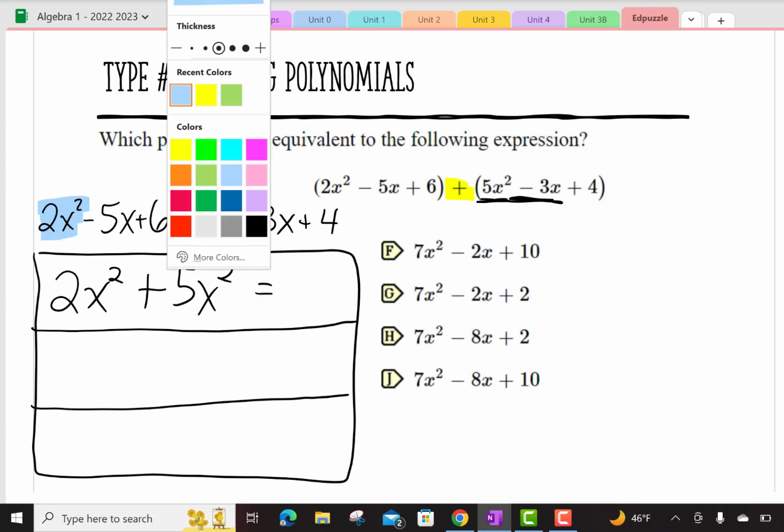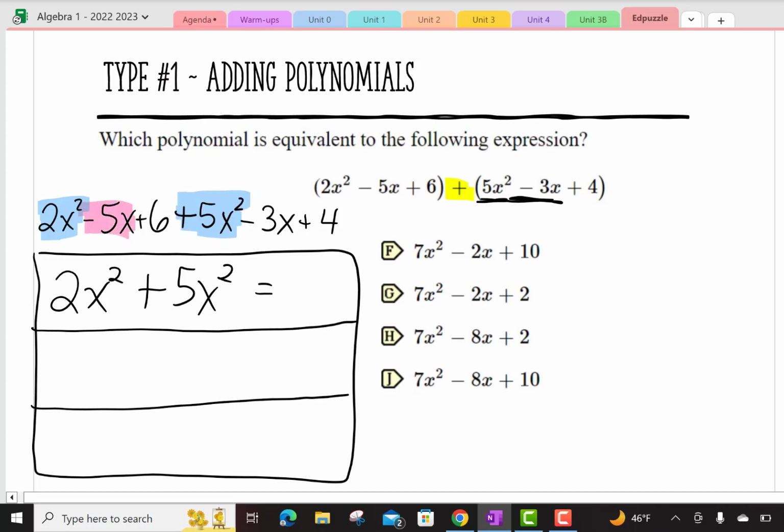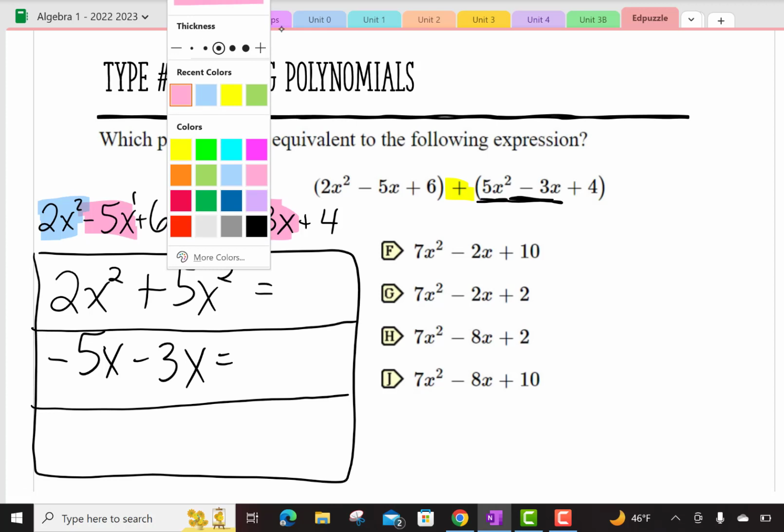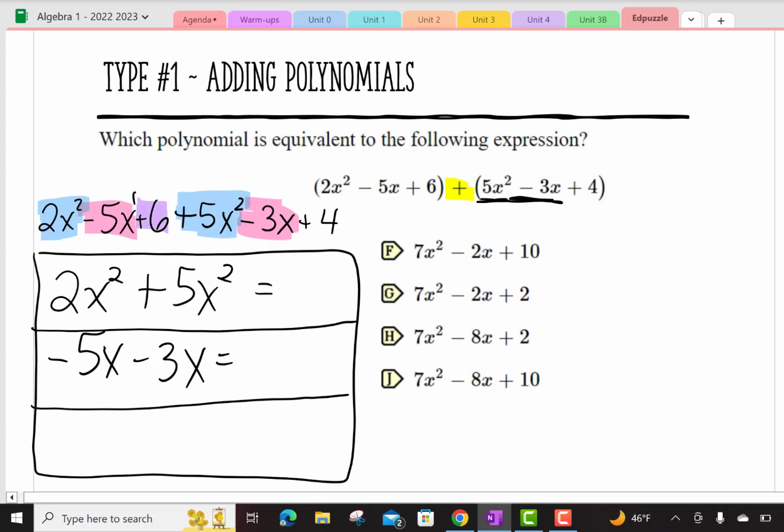Okay, now we're going to do the next group. So the next group is negative 5x. Okay, that is where you have x to the power of 1. Is there another group with x to the power of 1? So hay otro grupo con x con el exponente 1? Sí. Yes, there is another one. It's right here. So we're going to write those together. And then finally, the last group is numbers. So I have 6 and 4. So I have 6 plus 4.